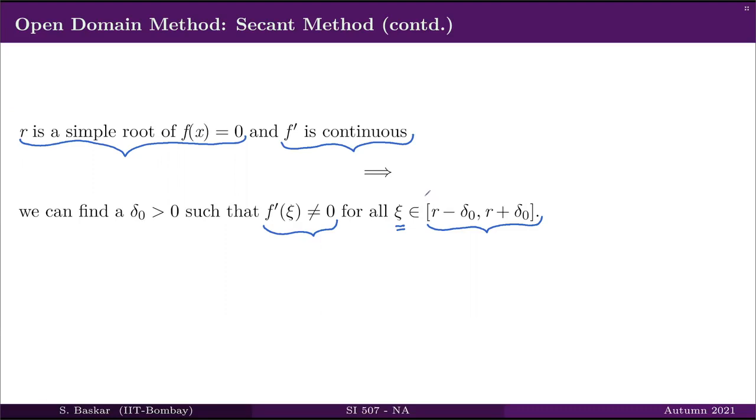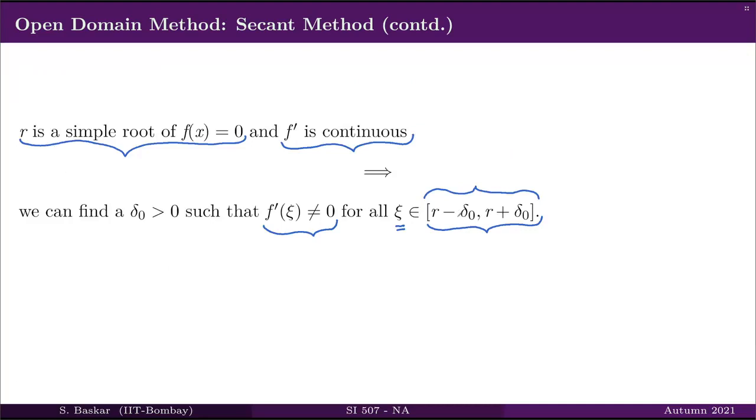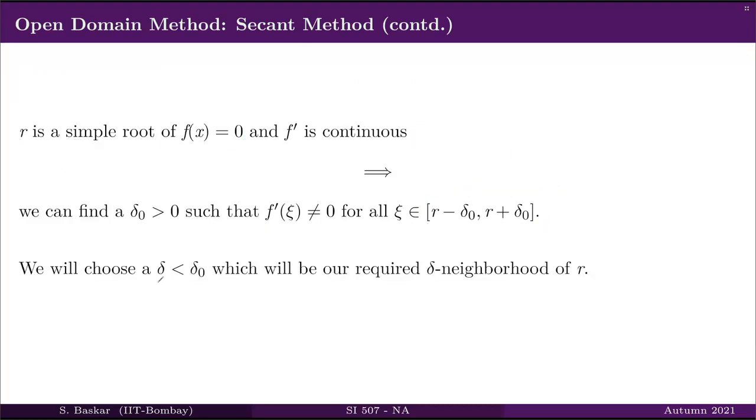Note that this is not the delta neighborhood that we want in our statement. If you recall, in our statement, we want a delta neighborhood of r in which we want to choose our x0 and x1, right? What I'm trying to say is that this is not the delta neighborhood that we are looking for. In fact, we should choose a delta less than this delta naught in some way. Let us see how to choose this delta.